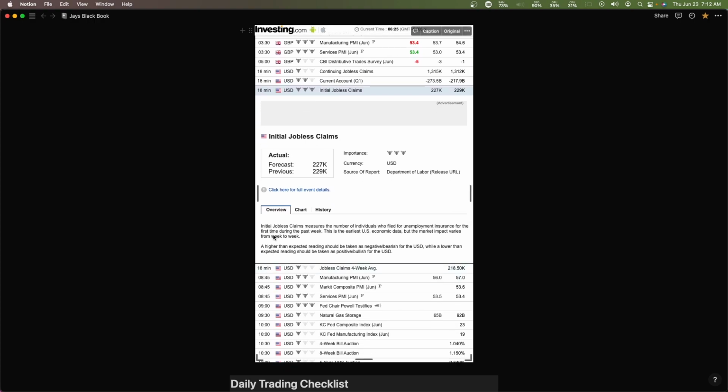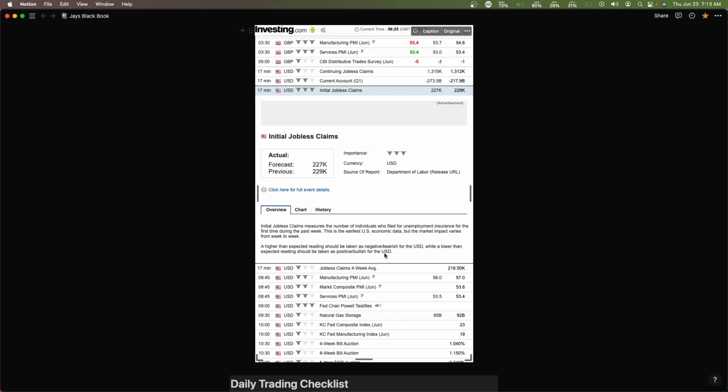Overview. Initial jobless claims measures the number of individuals who filed for unemployment insurance for the first time during the past week. That's new to me. I didn't know that. This is the earliest U.S. economic data, but the market impact varies from week to week. A higher than expected reading should be taken as negative, bearish for the USD, while a lower than expected reading should be taken as positive, bullish for USD.